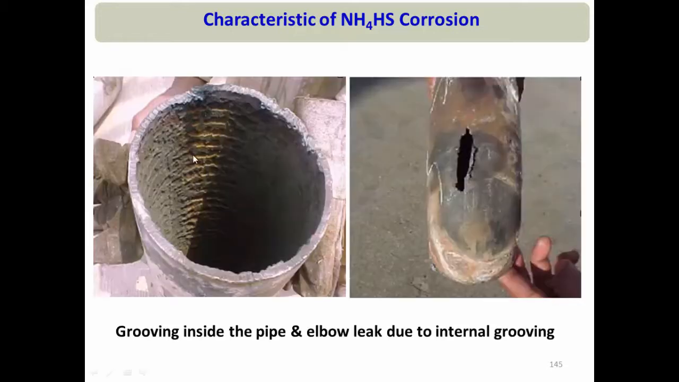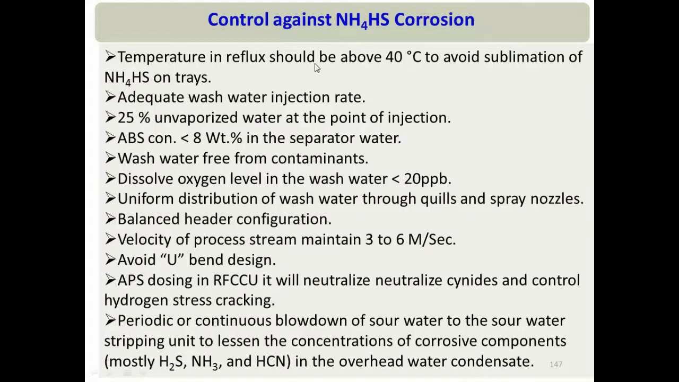So you can see this is the typical characteristic of ammonium bisulfide corrosion. See, this is a spiral gouging here. Similarly at a bend, this leak is taking place due to erosion corrosion. So now, how to control this ammonium bisulfide corrosion?